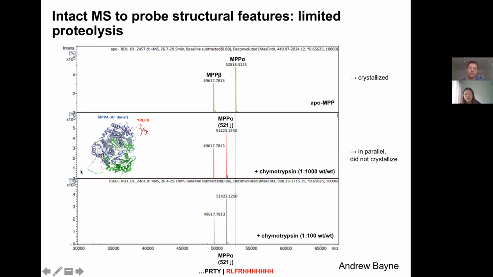And so if we just focus on this panel here, upon addition and incubation with chymotrypsin, which cleaves after hydrophobic amino acids, there was a really specific product formed here, which was a truncation of this free predicted C-terminus in MPP alpha. And unfortunately, it did not crystallize, which was one of the goals, but it did provide us with some information to validate the AlphaFold structure here and suggest that this C-terminus really is free and accessible.